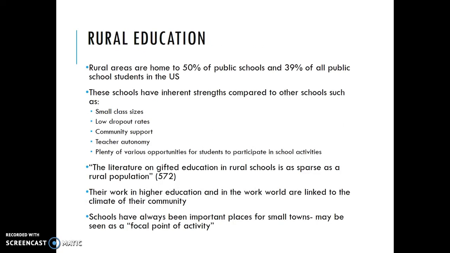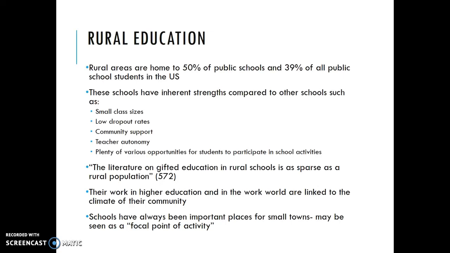This is a look at rural education in general, not necessarily gifted education, but just an overview of rural education. Rural areas are home to 50% of public schools and 39% of all public school students in the U.S. So 39% of all the students in the U.S. go to a rural public school. Some strengths that we're going to talk about later too, compared to other schools that they might call metropolitan, you have smaller class sizes, lower dropout rates, community support, teacher autonomy, and plenty of various opportunities for students to participate in school activities. These things are talked about a lot throughout the presentation in relation to education as a whole and gifted education. A huge thing for them is community and the opportunities that are in the communities.